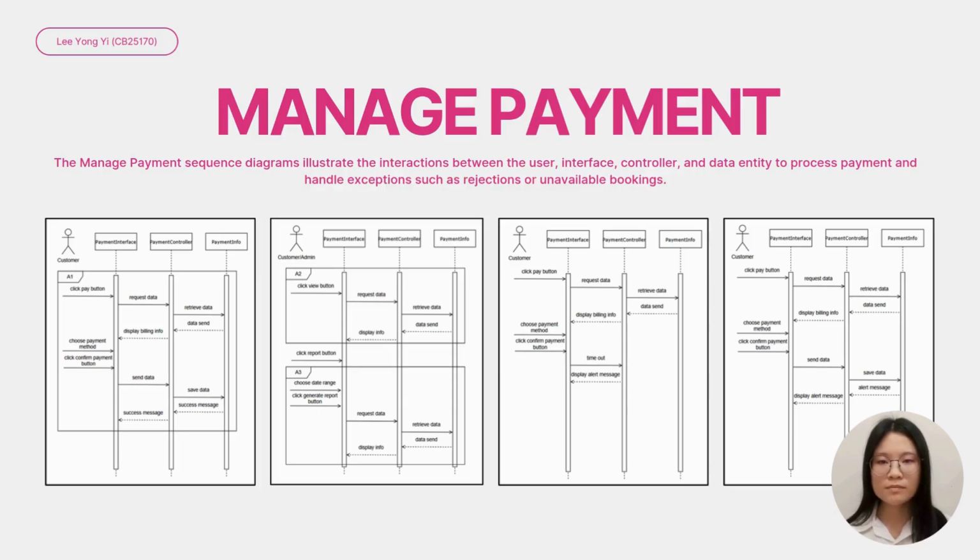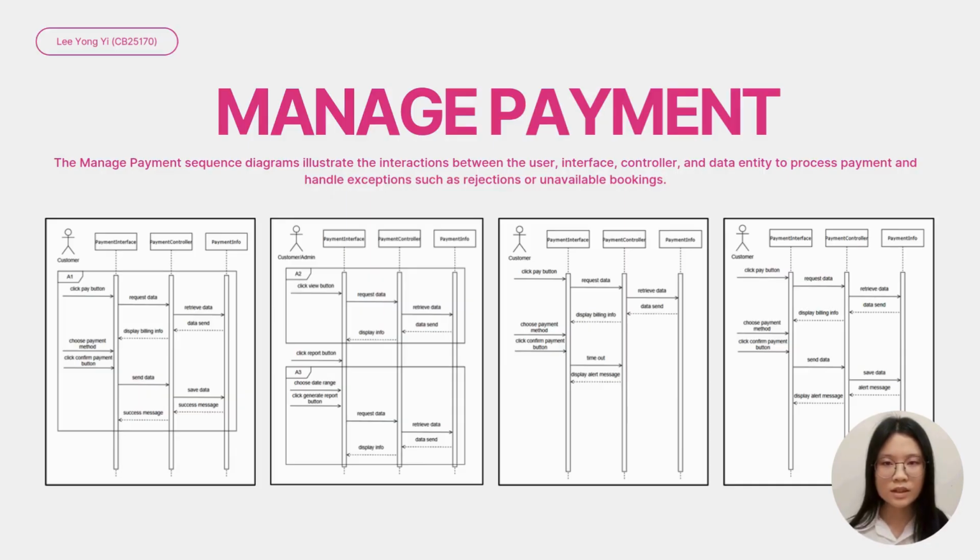Next is manage payment, which has three alternative flows. A1, make payment. The customer selects a payment method. The controller routes it to the external payment gateway, updates the database to paid once approved, and shows a receipt summary.